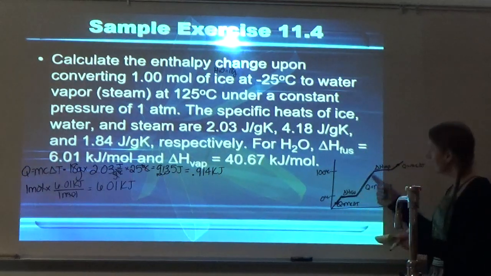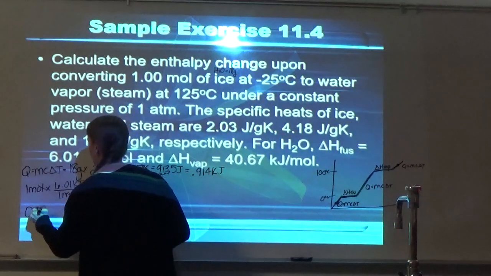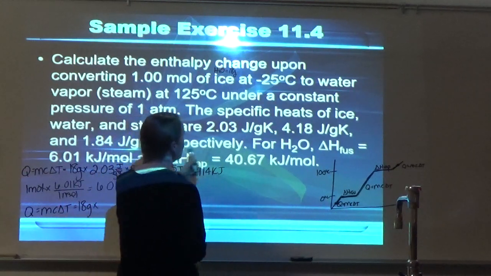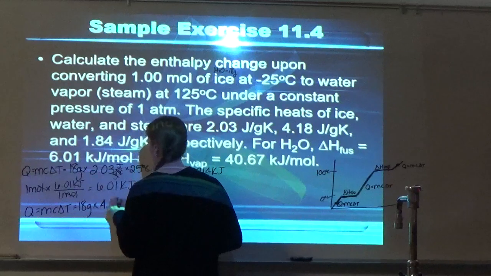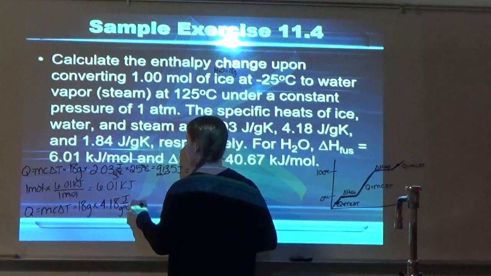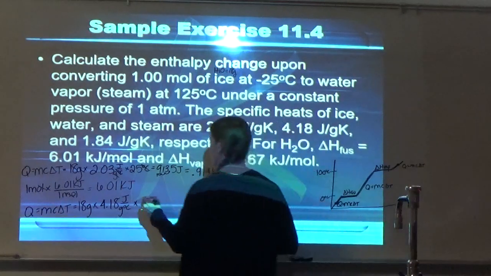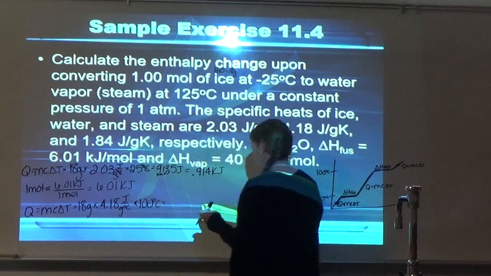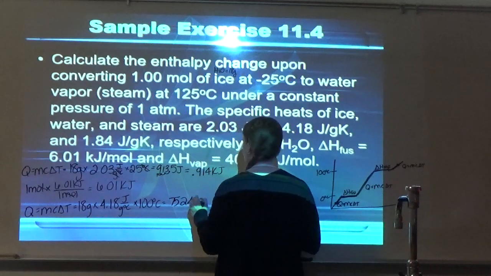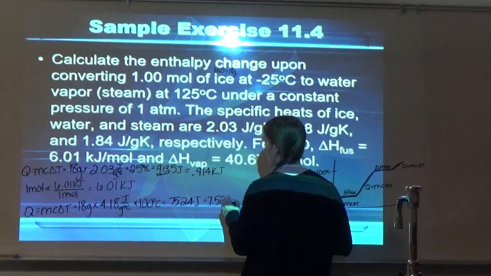Then I'll move on to here, where I can use Q equals MC delta T again. My mass again is 18 grams. My specific heat for liquid water is 4.18 joules per gram, and like I said, I changed the per Kelvin to degrees Celsius. When I'm at the liquid, I go from 0 to 100, so my temperature change is 100 degrees Celsius. For this one, I end up getting 7,524 joules, but I'll change that to kilojoules, so it becomes 7.524 kilojoules.